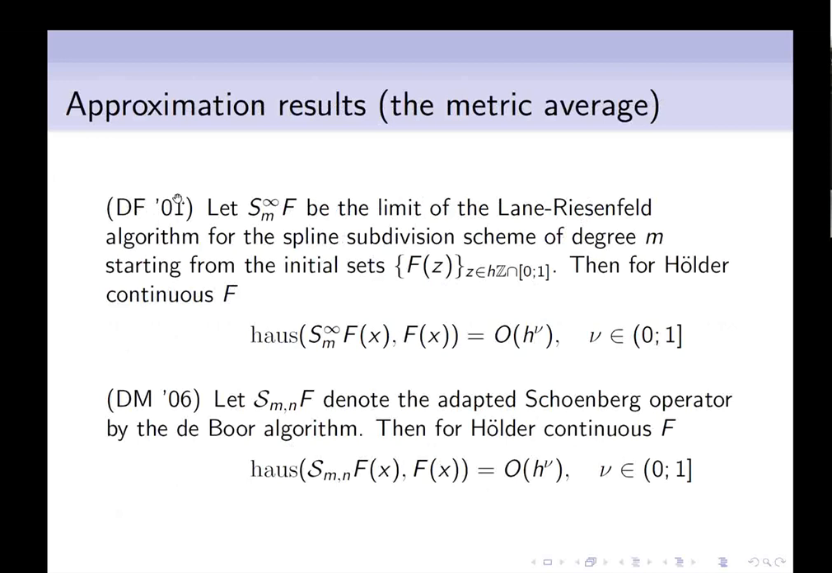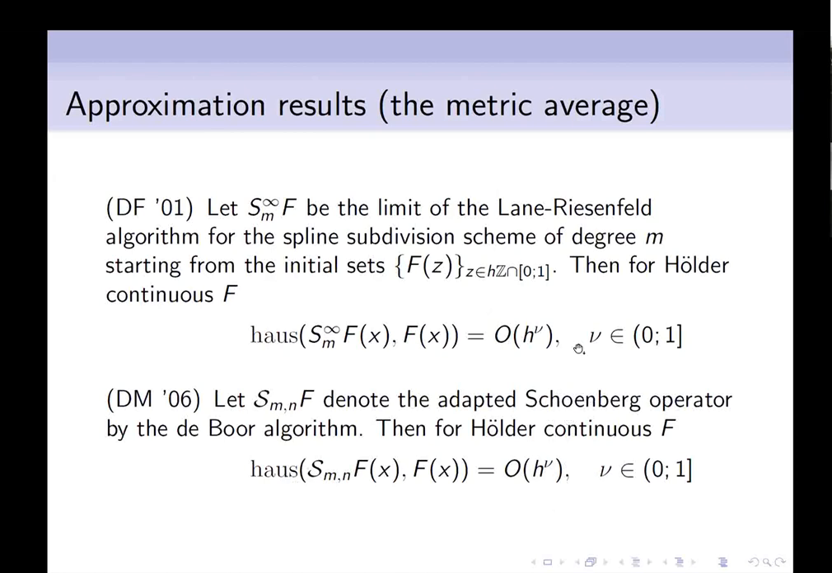It was shown by Dyn and Farkhi in 2001. They used the adaptation based on the Lane-Riesenfeld algorithm, and they obtained the following approximation result for Hölder continuous multifunctions. And by Mayer in 2006, we used the second algorithm for adaptation, the de Boor algorithm. And again, for Hölder continuous functions, we have the following approximation result. We have the convergence with the same rate here.